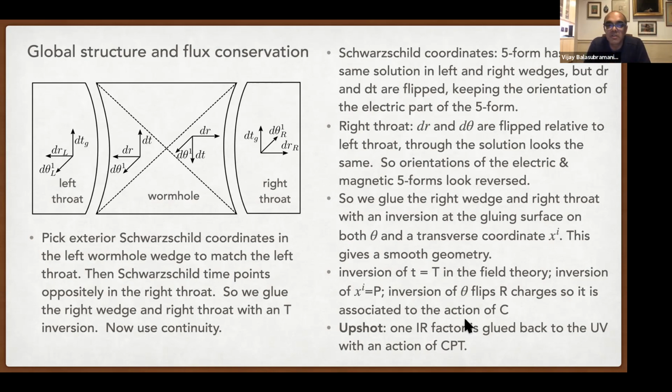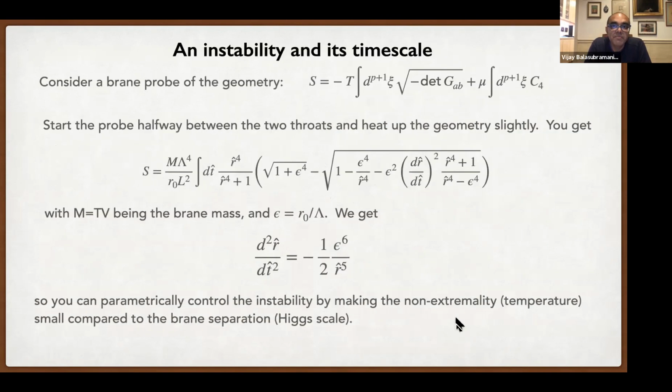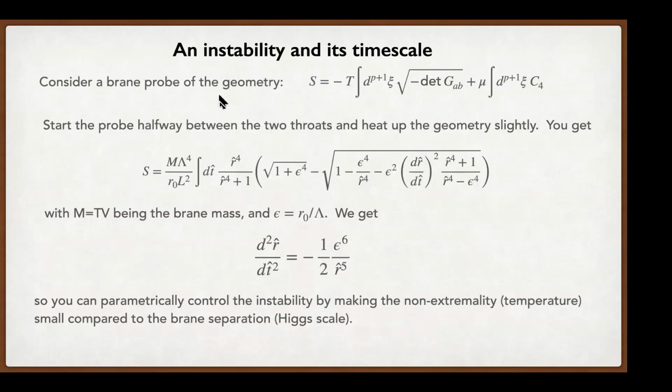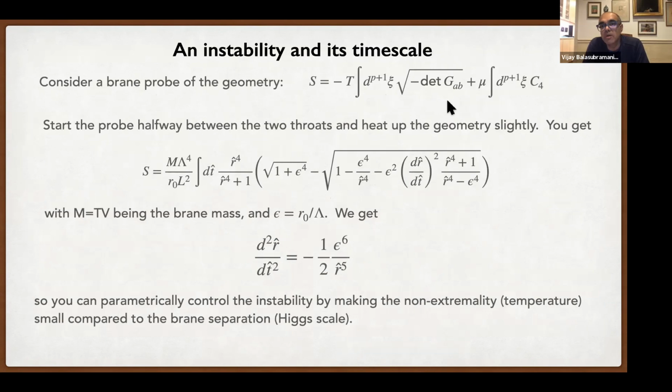So that's what's going on in the solution. Okay, we'll come back to the T in a minute. But just to keep going, there is an instability. So if you consider a brane probe of this geometry, we're going to analyze the instability by imagining that we peeled one brane from one of the throats off, and we ask how long it takes for that brane to fall into the other throat.